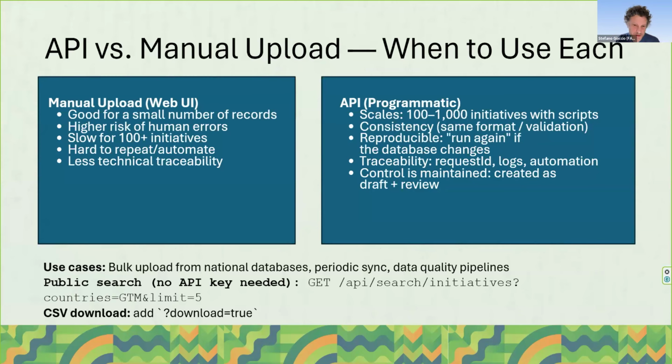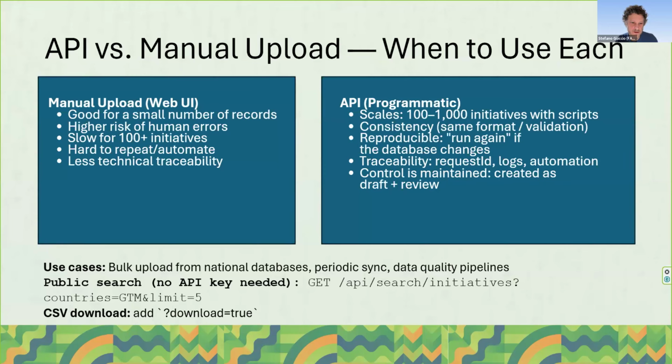So both, as I said earlier, both approaches are valid. The manual web interface works well with a limited number of initiatives because it's simple, visual, and requires no technical setup, no technical capacity in terms of IT. But when you have hundreds of restoration initiatives, manual entry becomes too slow, so you need the API, which allows bulk uploads through scripts that you will need to write for your site.